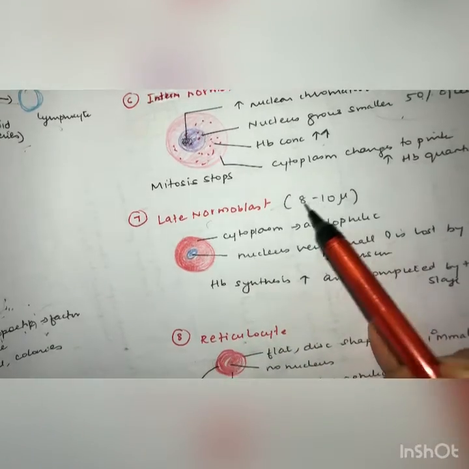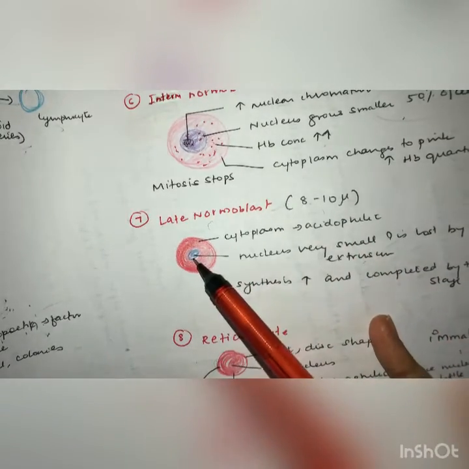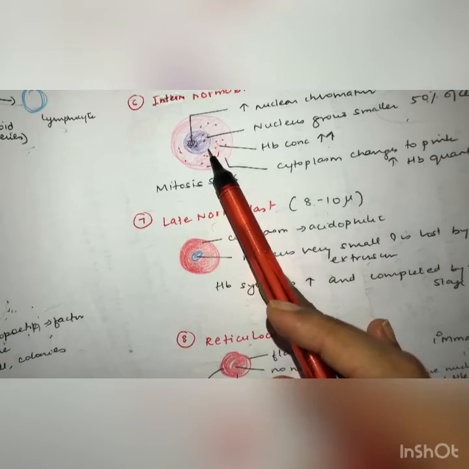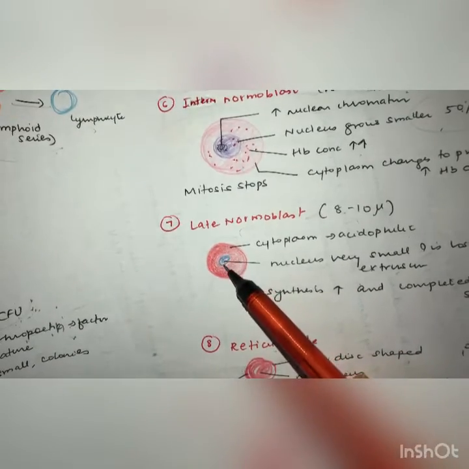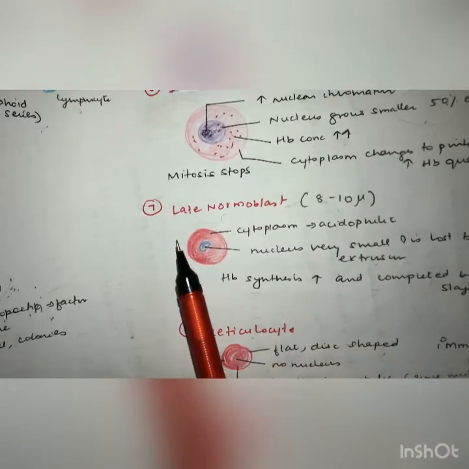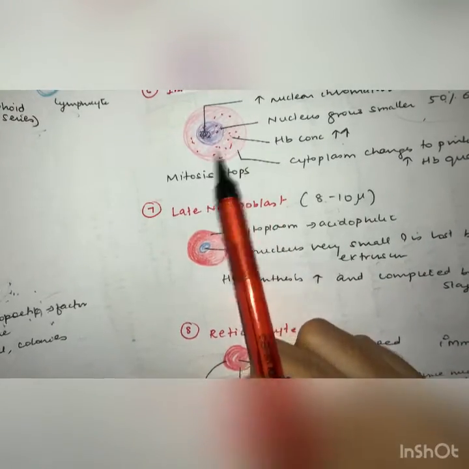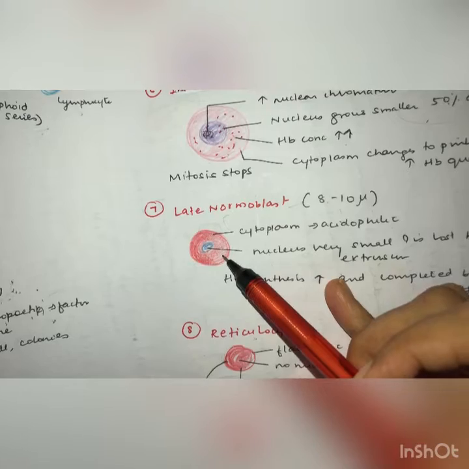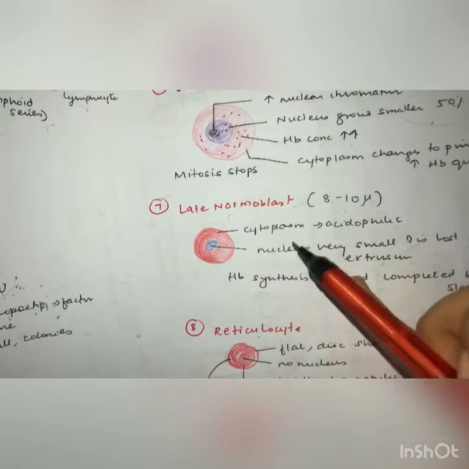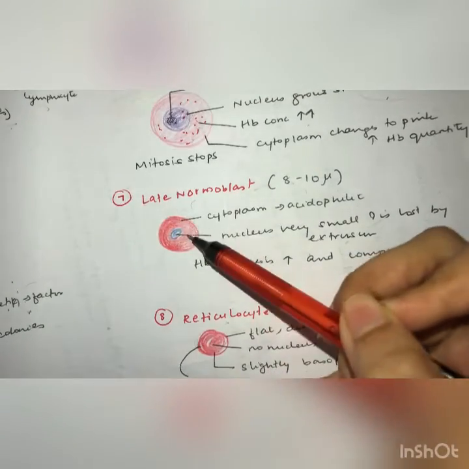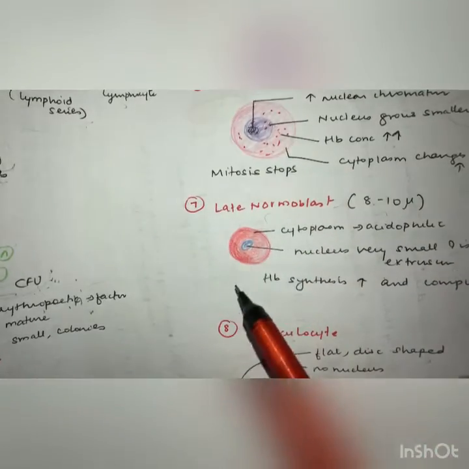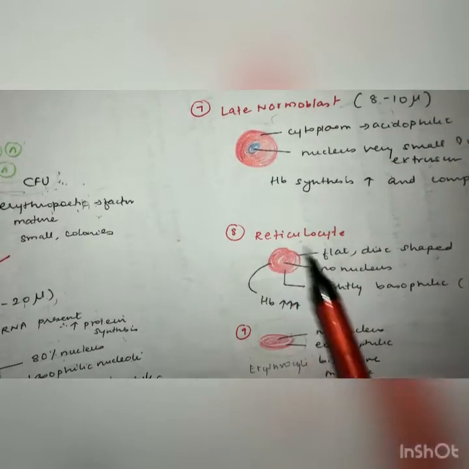In late normoblast, the cell again keeps on getting smaller. The nucleus, which was occupying 50% of the cell, has now become so small that it has disappeared and is thrown out by extrusion. Okay, the cytoplasm, which was pink here, becomes red here because of high amount of HP synthesis. It becomes acidophilic. Okay, your HP synthesis keeps on increasing, and it is completed by this stage. It is late normoblast.